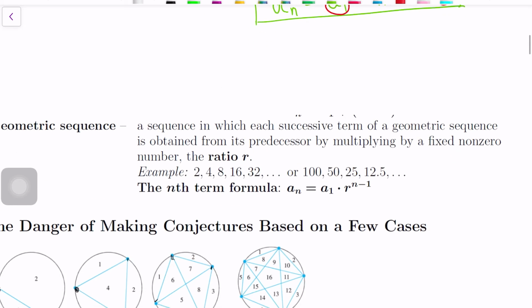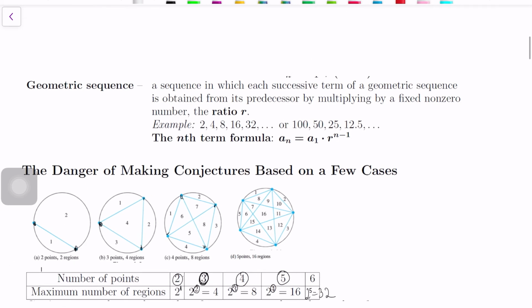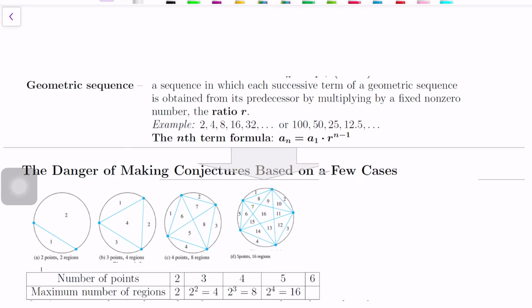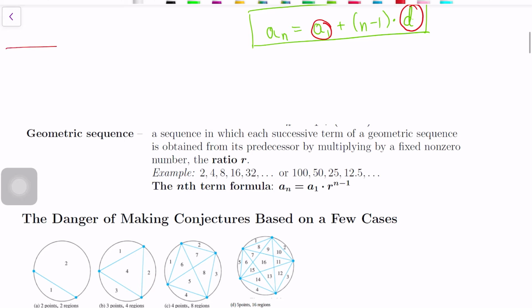Okay, and we're going to go over examples in a minute. Before we do, I want to move to geometric series. Geometric series is a slightly different story, because here instead of adding, you're multiplying. So, I'm going to do geometric above.